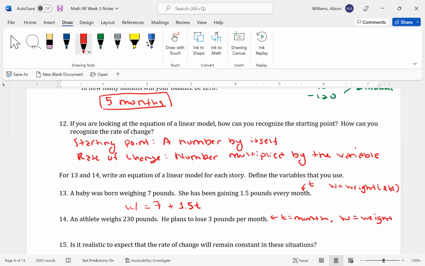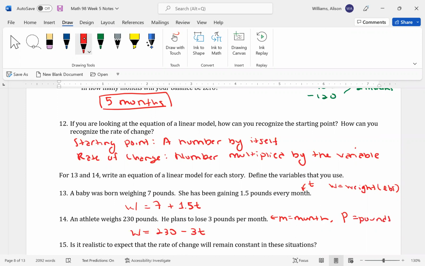Athlete weighs 230 pounds. He plans to lose 3 pounds per month. So 230 minus 3 pounds times T. All right. I'm almost tempted to change it because why not? I just want to show you that it doesn't matter. I'll call that M and I'll call that P for pounds.